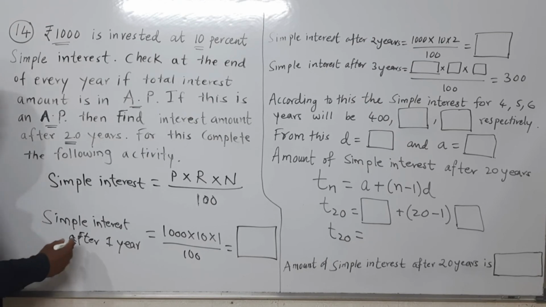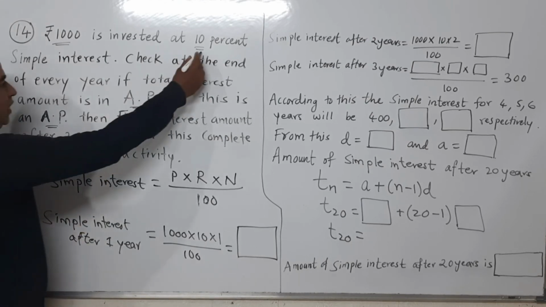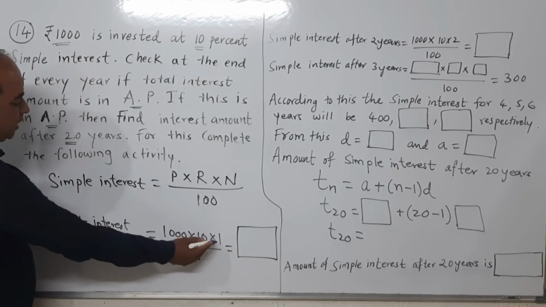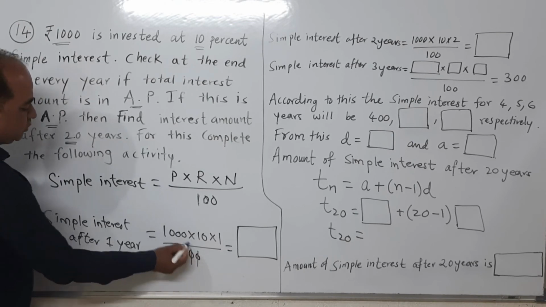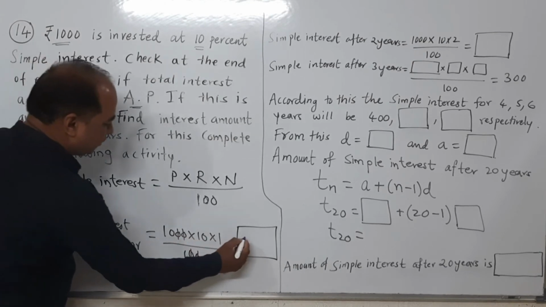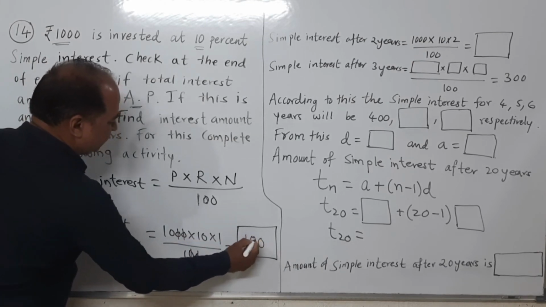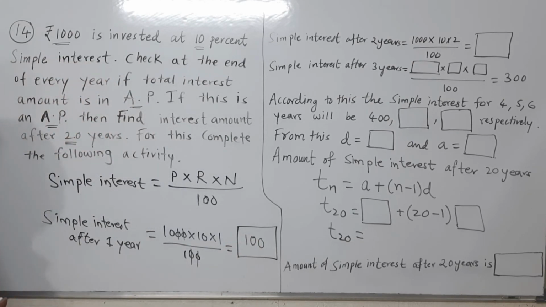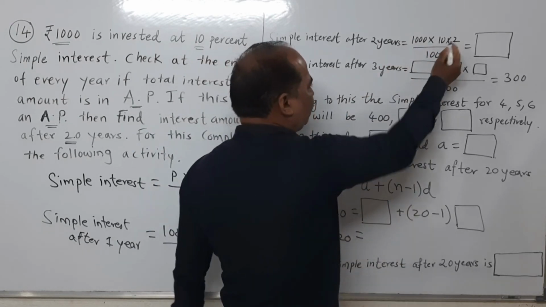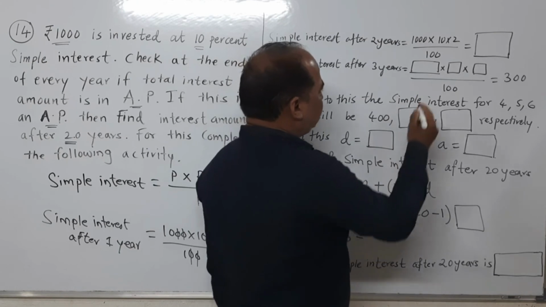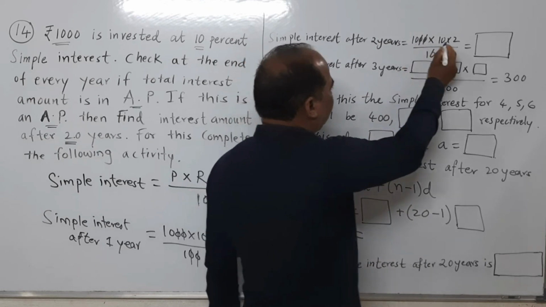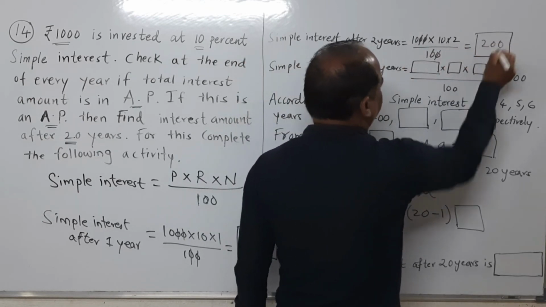Therefore, simple interest after the first year at the rate of 10%: number of years is 1, that is 1000 into 10 into 1 upon 100. So 0 will get reduced from numerator and denominator. 10 into 1 is equal to 100, that is rupees 100 will be the simple interest after 1 year. Now simple interest after 2 years will be 1000 into 10 into 2 upon 100, that is 2 zeros from numerator and 2 zeros from denominator we can cancel. 10 into 10 into 2 is equal to 200 rupees.